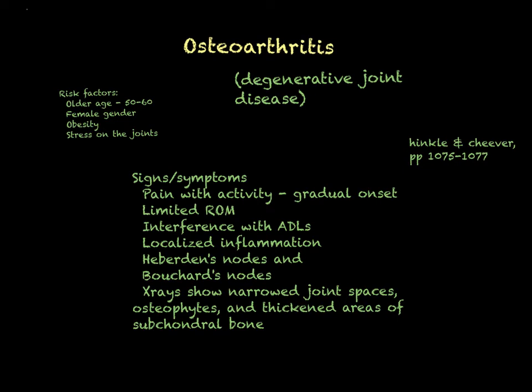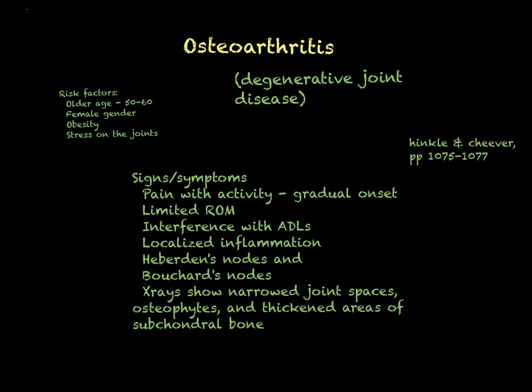And of course, if it's an upper extremity, you want to assess, do they have problems getting dressed, tying shoes, opening jars. As people get older, we may have to help them with some of those ADLs if they have osteoarthritis. The inflammation with osteoarthritis is generally, like I said, well localized, and that's one of the little differential signs as opposed to rheumatoid arthritis.